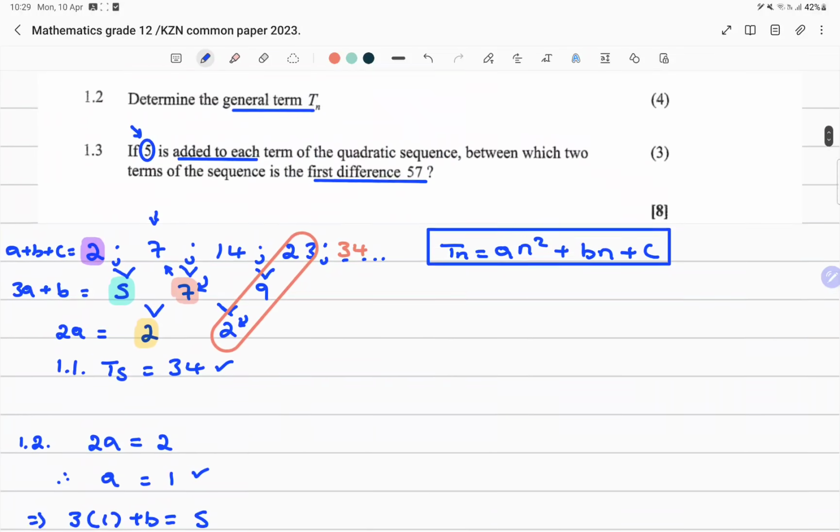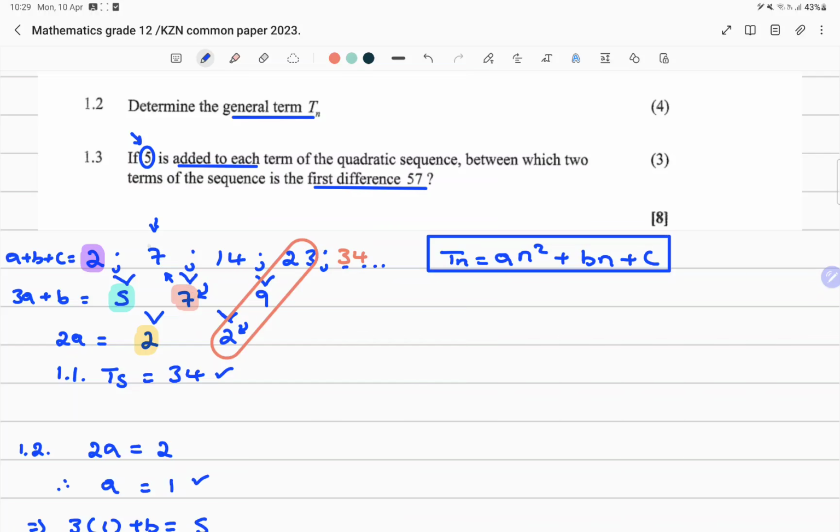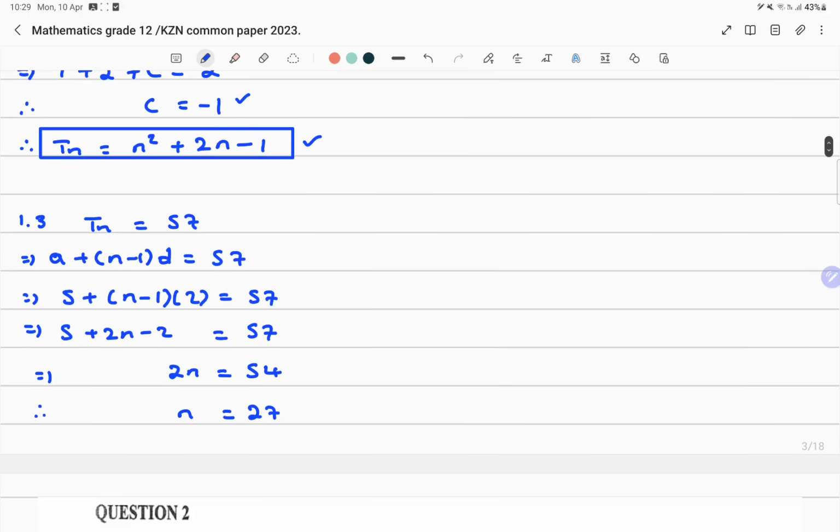So as we can see, this term number in the first differences always coincides with the lower term of the two in the quadratic sequence that made it up. So if we're getting n as 54, it means that 57 is their difference between T28 and T27, remembering it's going to be one ahead. Because we know that the term number in the first differences always coincides with the lower of the two terms in the quadratic that made it up.